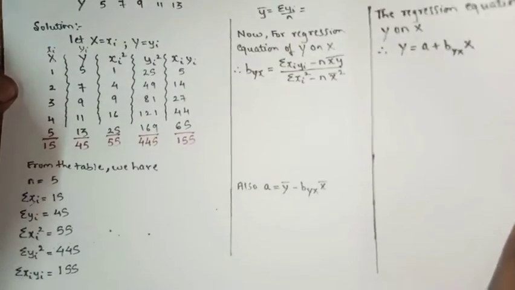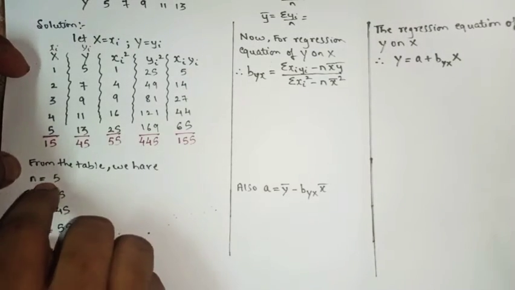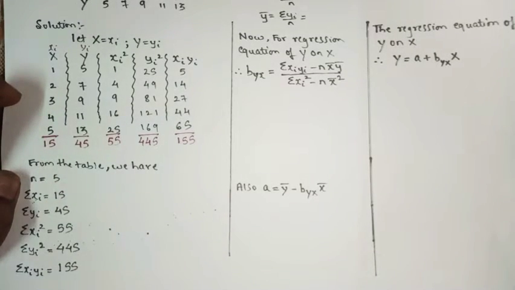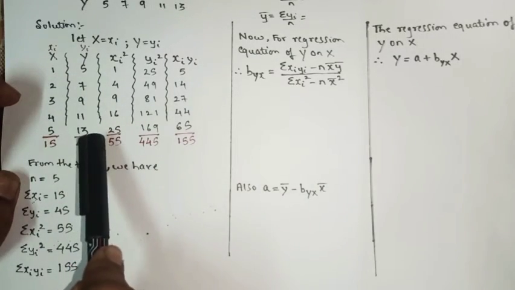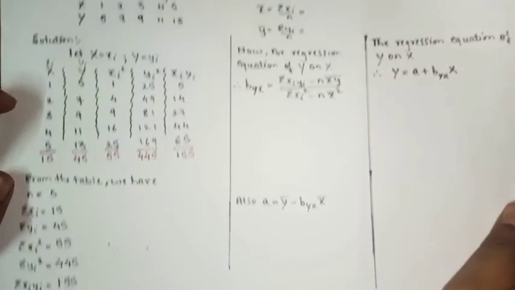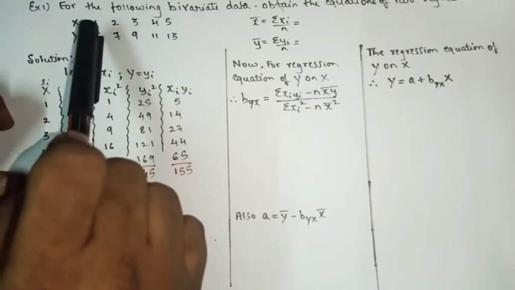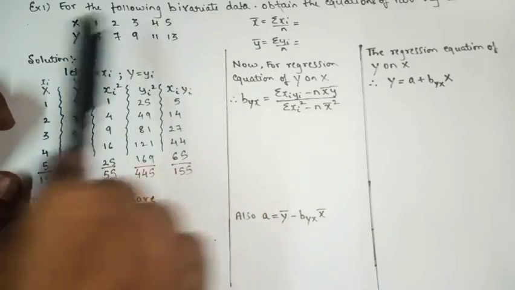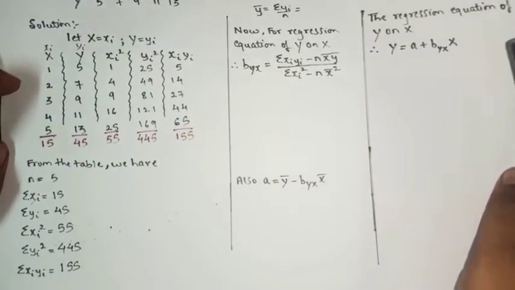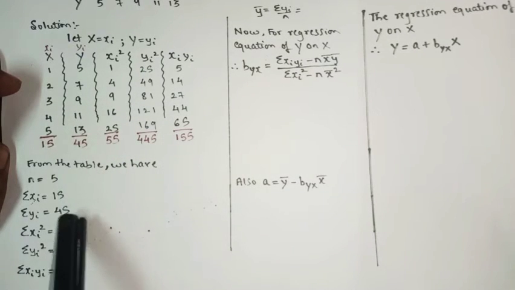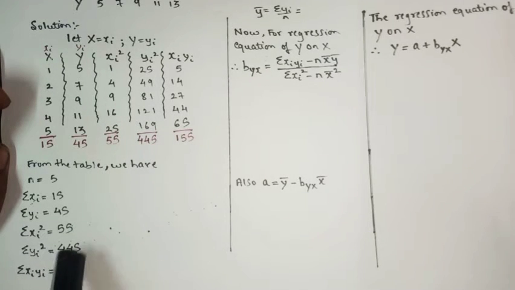After that, you will write this step from the table. We have n, so here n is what? Number of observations. We can say number of rows: 1, 2, 3, 4 and 5. The number of observations in x and y. In x, 5 numbers are there, and in y also there are 5 numbers, so n is 5. So you will write the total of xi is 15, yi is 45, xi square is 55, yi square is 445, and xi yi total is 155.